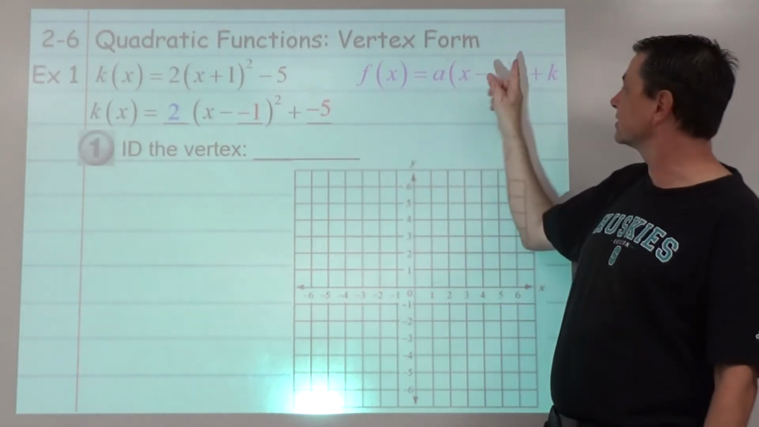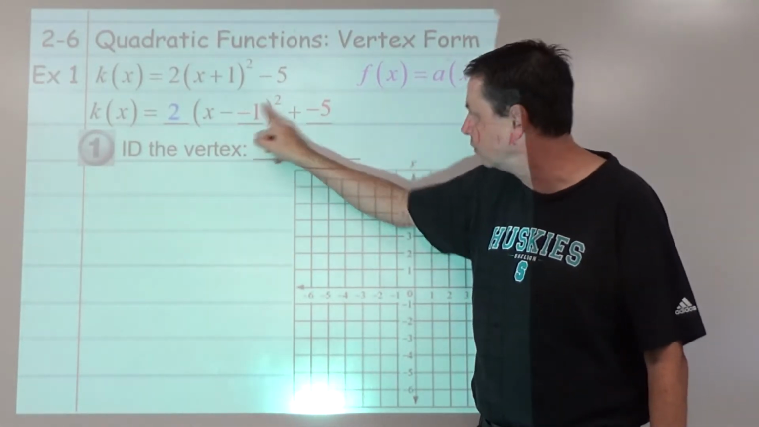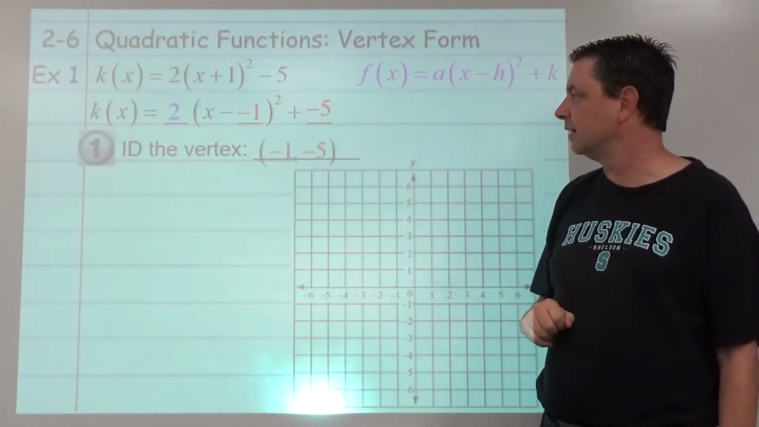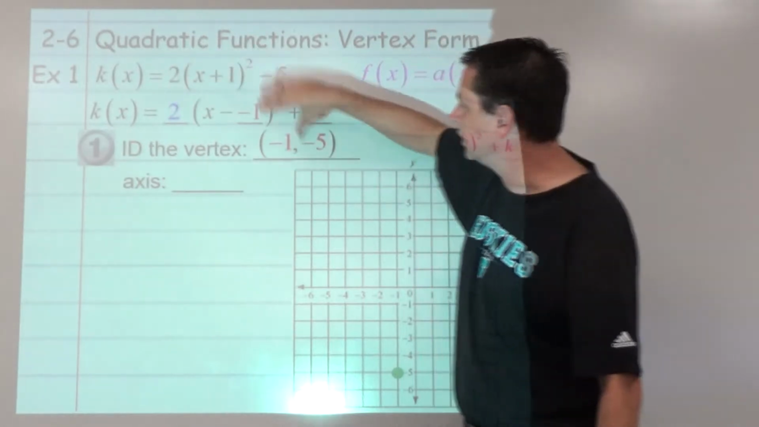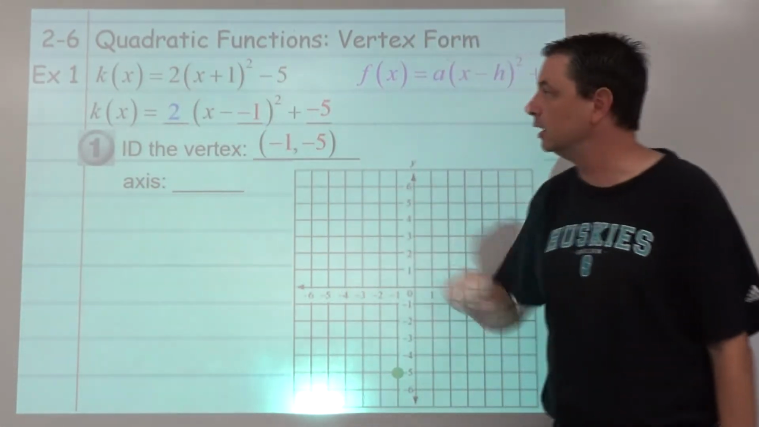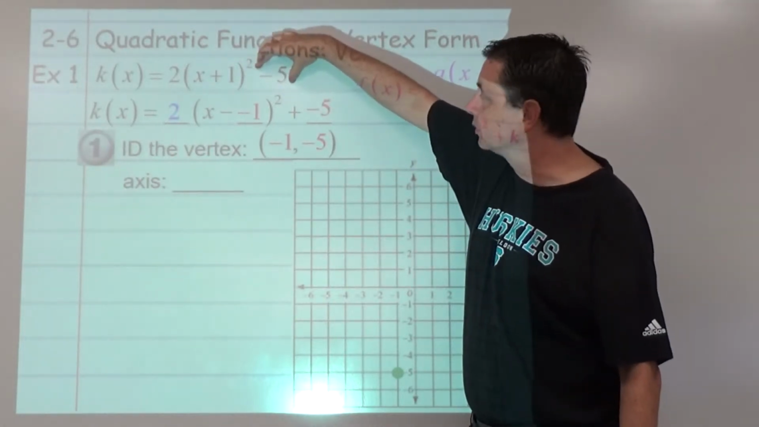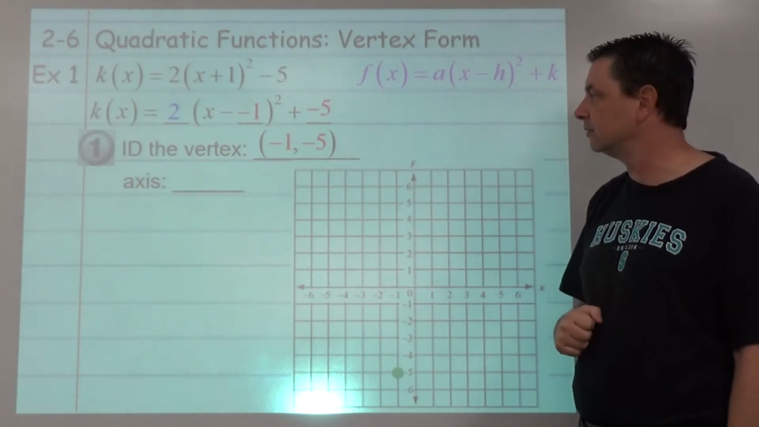So our vertex is h comma k. Negative 1 comma negative 5. So we should be able to go right from here to that vertex. Think opposite. Negative 1. What you see is what you get. Negative 5. Negative 1 comma negative 5.